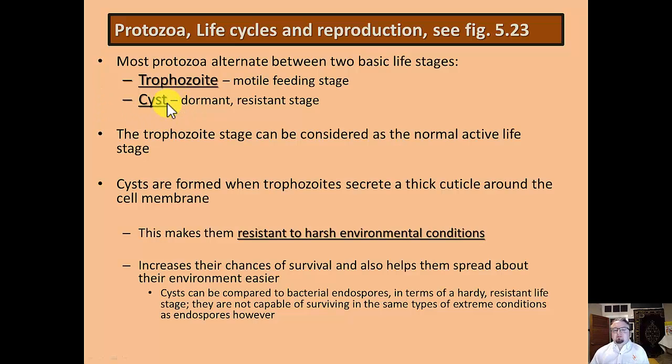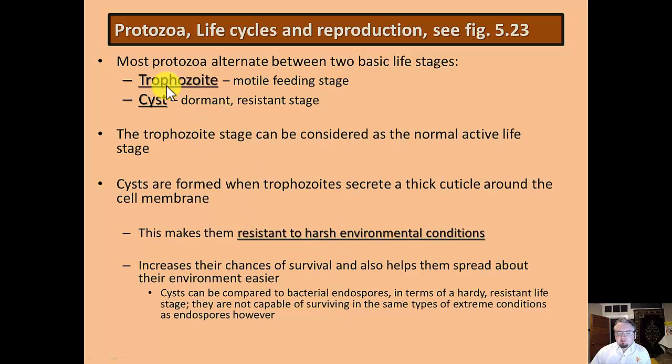So the cyst is a life stage that allows it to survive in the environment until conditions become favorable. And the trophozoite is the life stage that actually moves around and goes on to infect and acquire food. So it's a lot like the seed in the cyst stage and the active adult stage in the trophozoite.